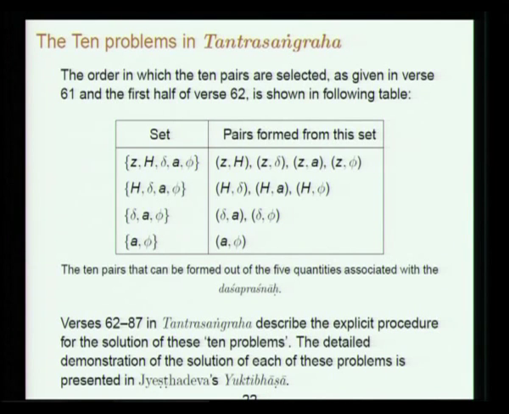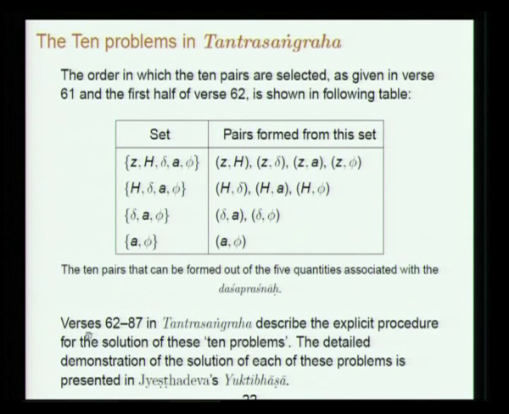So that is the 10, dasha prashnaha, that is what he is saying. You have z, h, delta, a, phi, and you can form these pairs. First, with z you form all the pairs, the 4 of them. Now z is exhausted. Now you take h with delta, h with a, h with phi, that is 3 of them, then delta a, delta phi, and a phi. So these are the 10 pairs that can be formed out of the 5 quantities associated with dasha prashnaha.